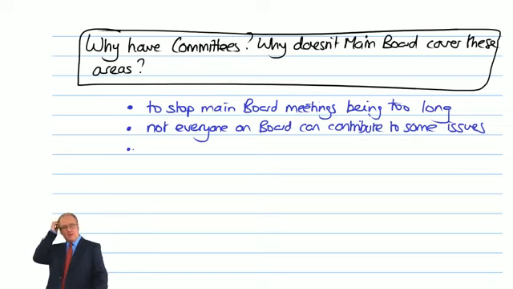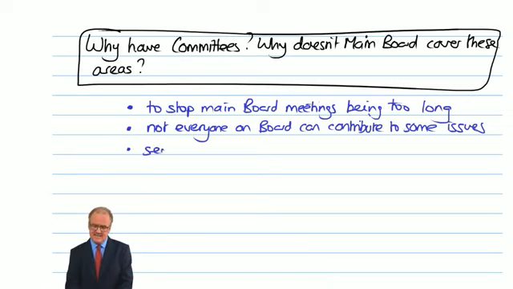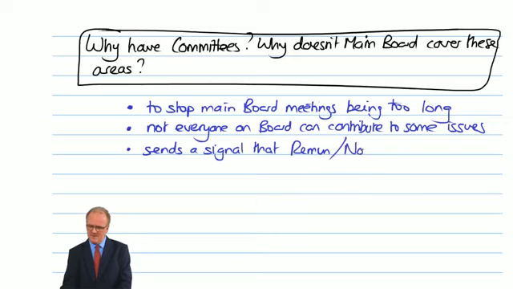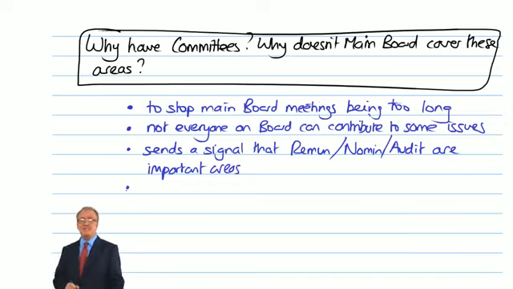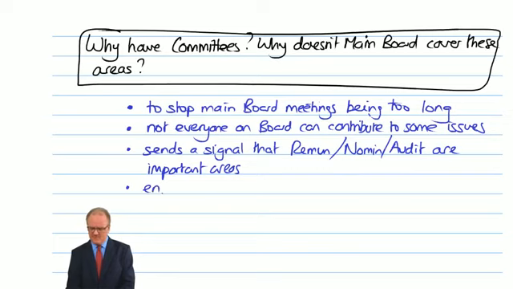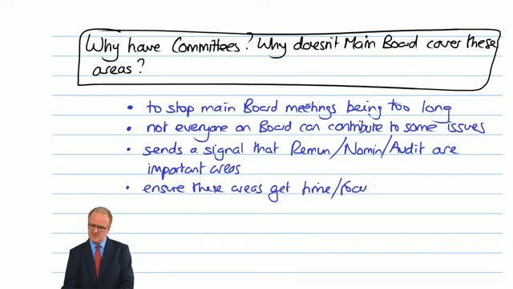Another reason for corporate governance requiring these committees is it sends a signal that remuneration, nomination, audit, and also if we were having risk and ethics committees, are important areas. And having separate committees will also ensure these areas get the time and focus that are required.